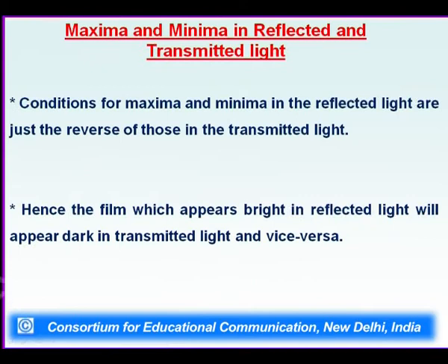Maxima and minima in the reflected and transmitted light. The conditions for maxima and minima in the reflected light are just the reverse of those in the transmitted light. In one it appears dark, in the other it appears bright. Hence the film will appear bright in reflected light, dark in the transmitted light, and vice versa.